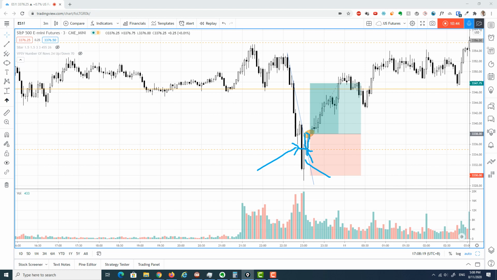By just using these two filters, I think I saved quite a lot of bad entries, or I would say early entries. So this can act as a confirmation to avoid the early entry.